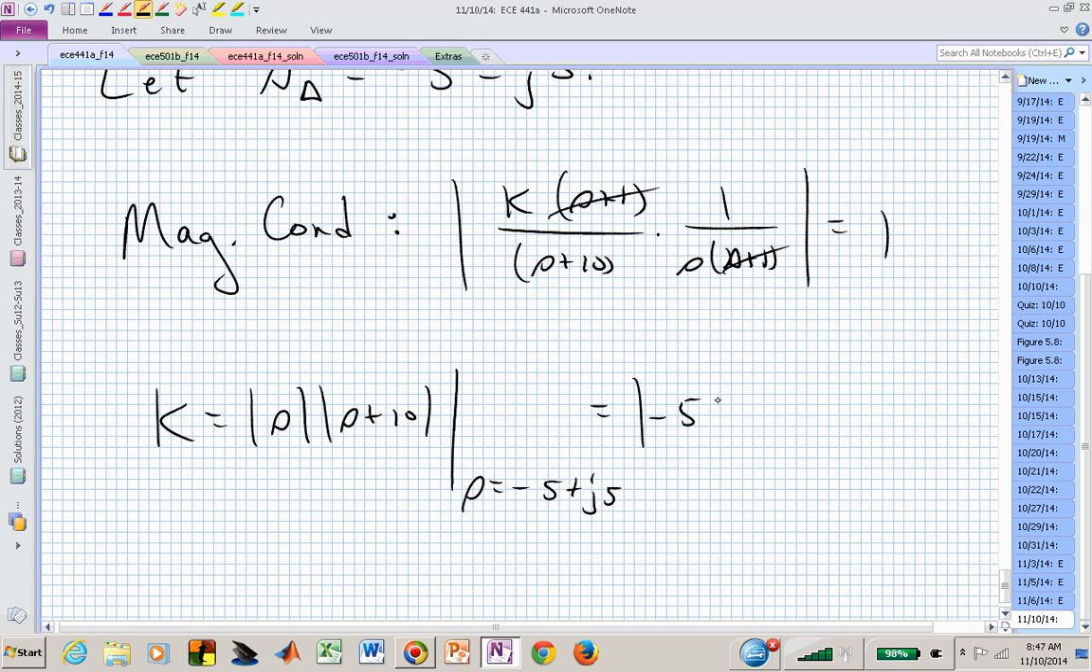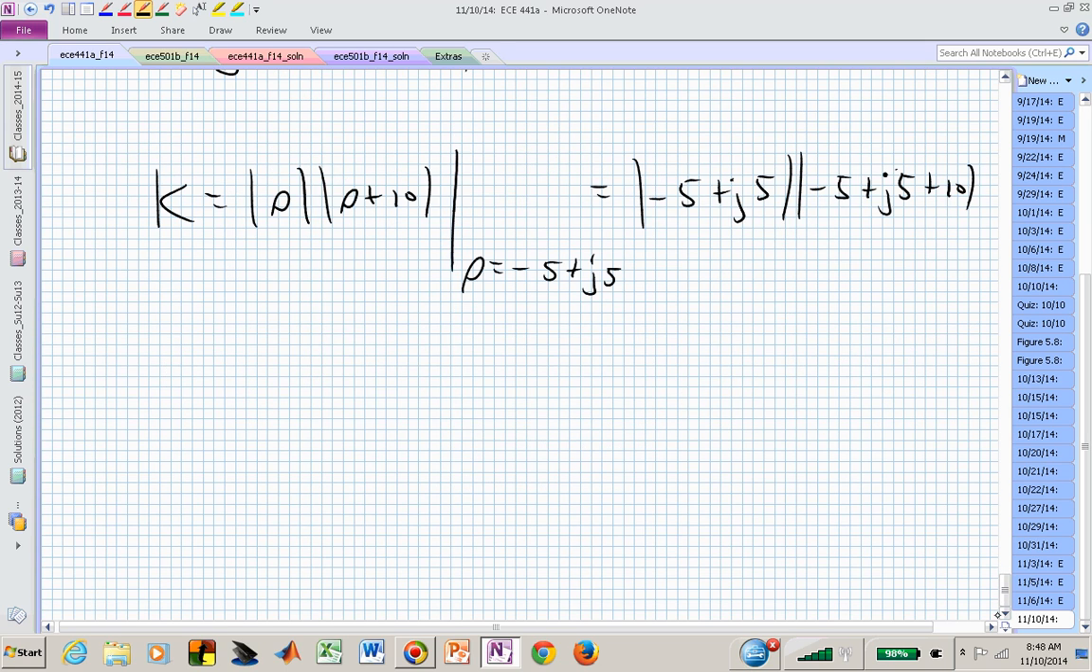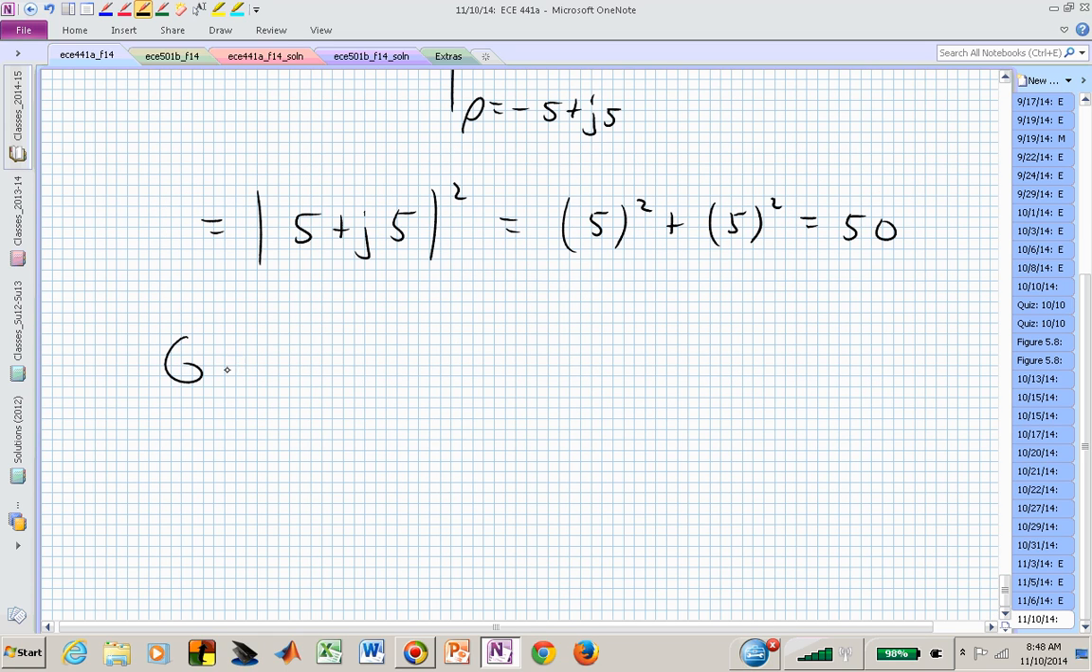And that's simply minus 5 plus j5 times minus 5 plus j5 plus 10, or again, we have the same 5 plus j5 effectively squared, or we now have 5 squared plus 5 squared, or 50. We've now designed our controller. We now have a G sub C equaling 50 (s plus 1) over (s plus 20).